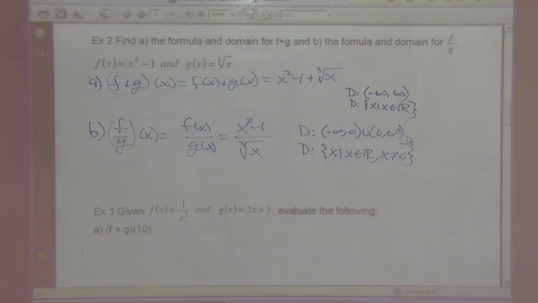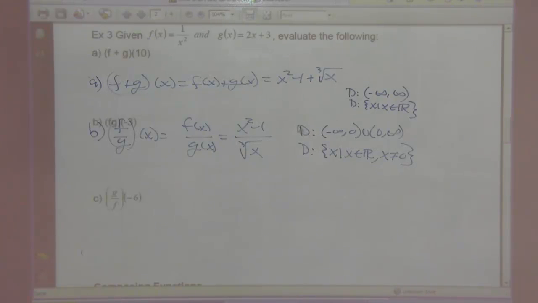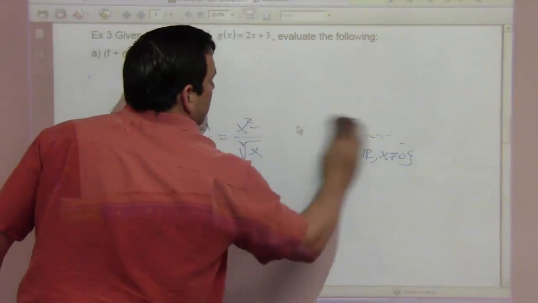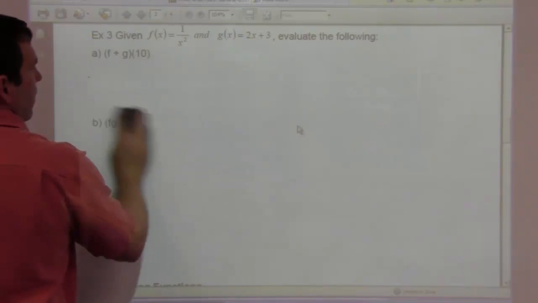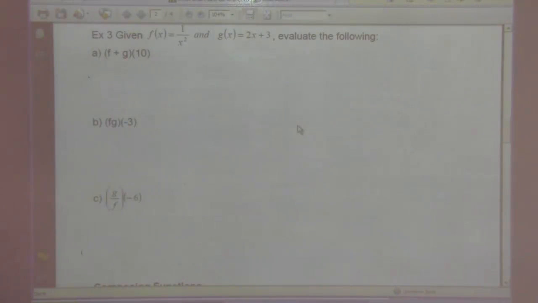Okay, for the next one I want to scroll the whole thing up. Example 3 says given f of x equals 1 over x squared and g of x equals 2x plus 3, find f plus g of 10, f times g of negative 3, and g over f of negative 6.